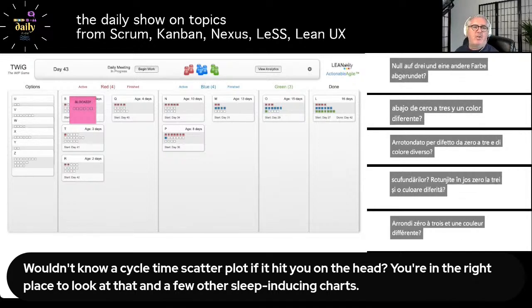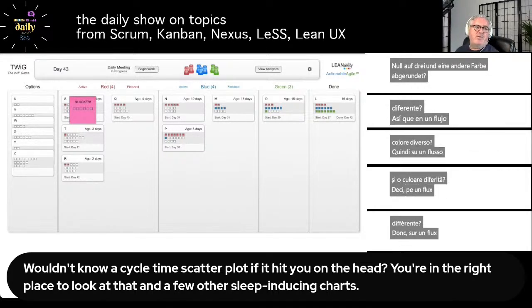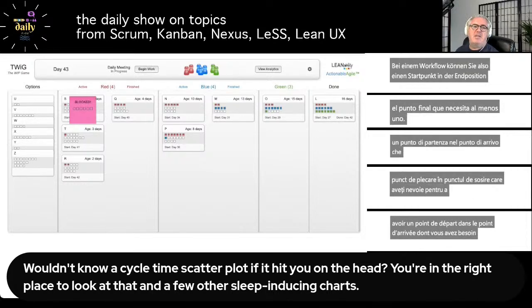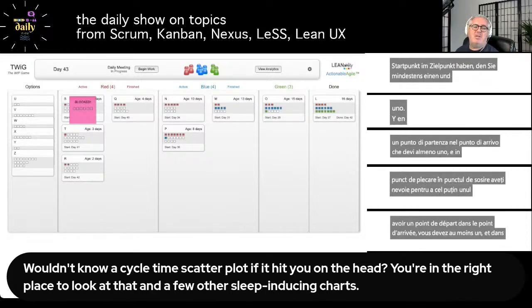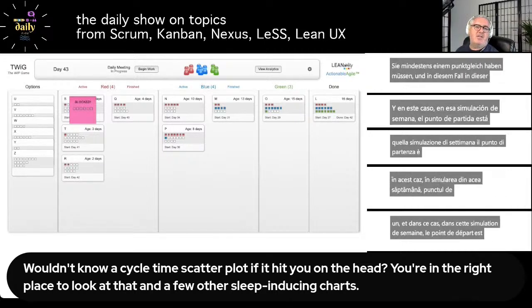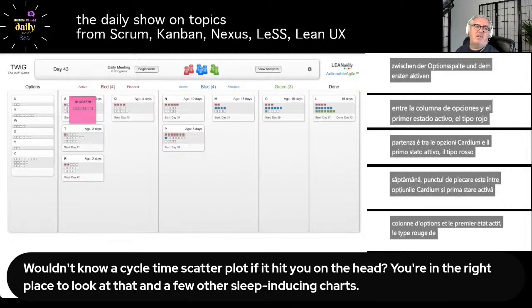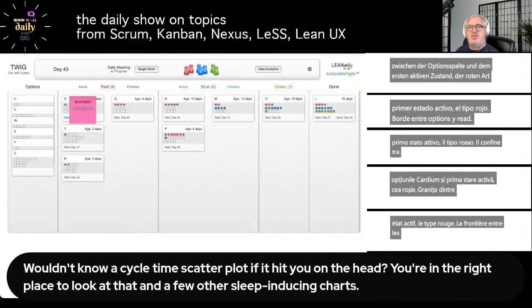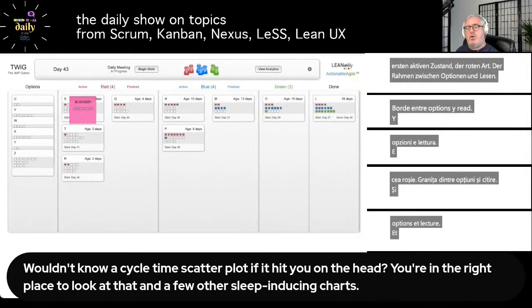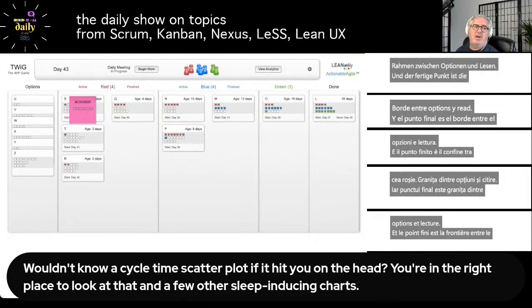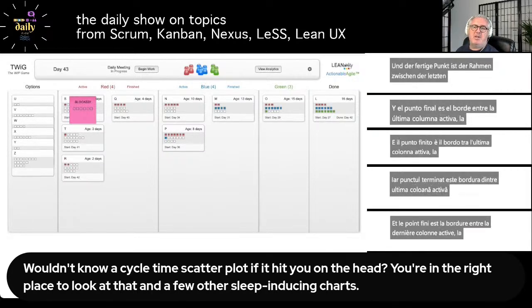So on a workflow, you can have a started point and a finished point. You need to have at least one. And in this case, in the Twig simulation, the started point is between the options column and the first active state, the red column, the border between options and red. And the finished point is the border between the last active column, the green column, and the done state.